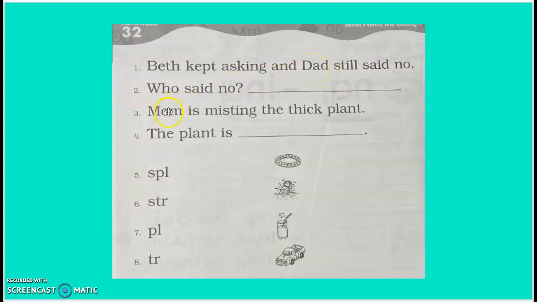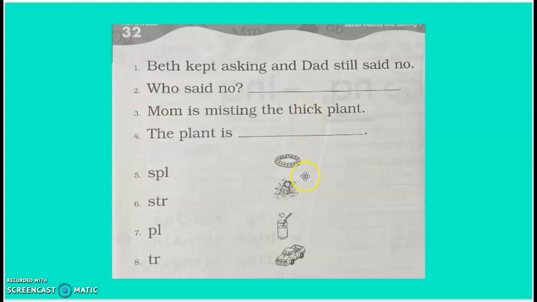Number 3. Mom is misting the thick plant. The plant is. Mom is misting the thick plant. The plant is. Right, thick.